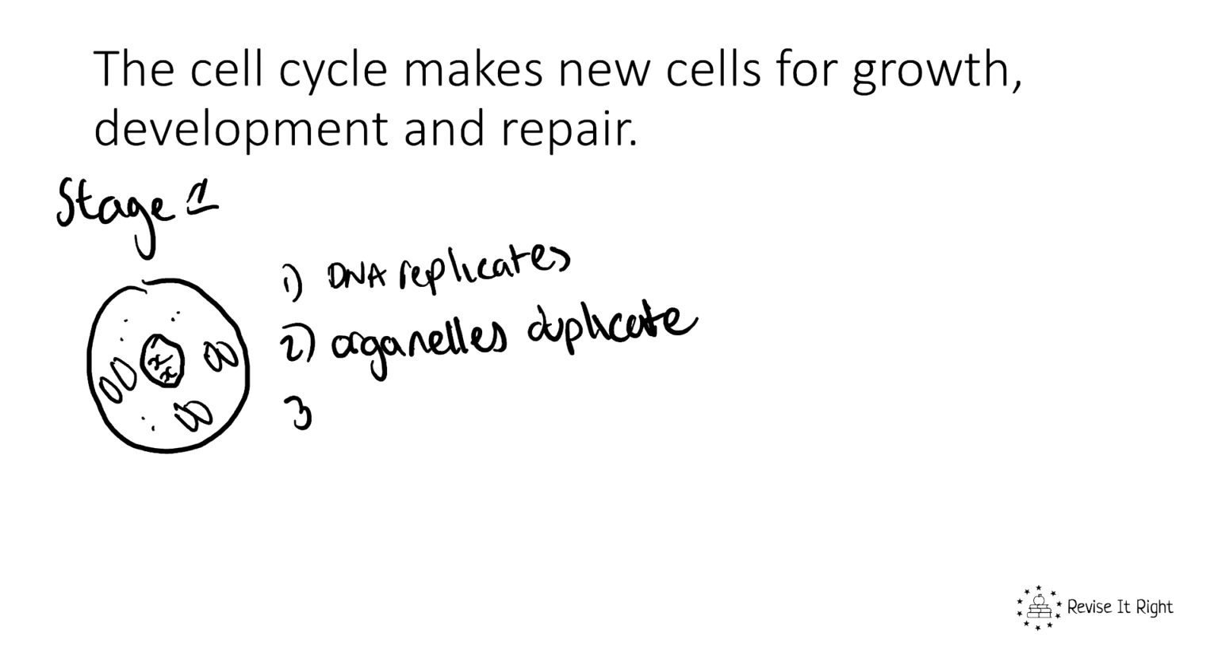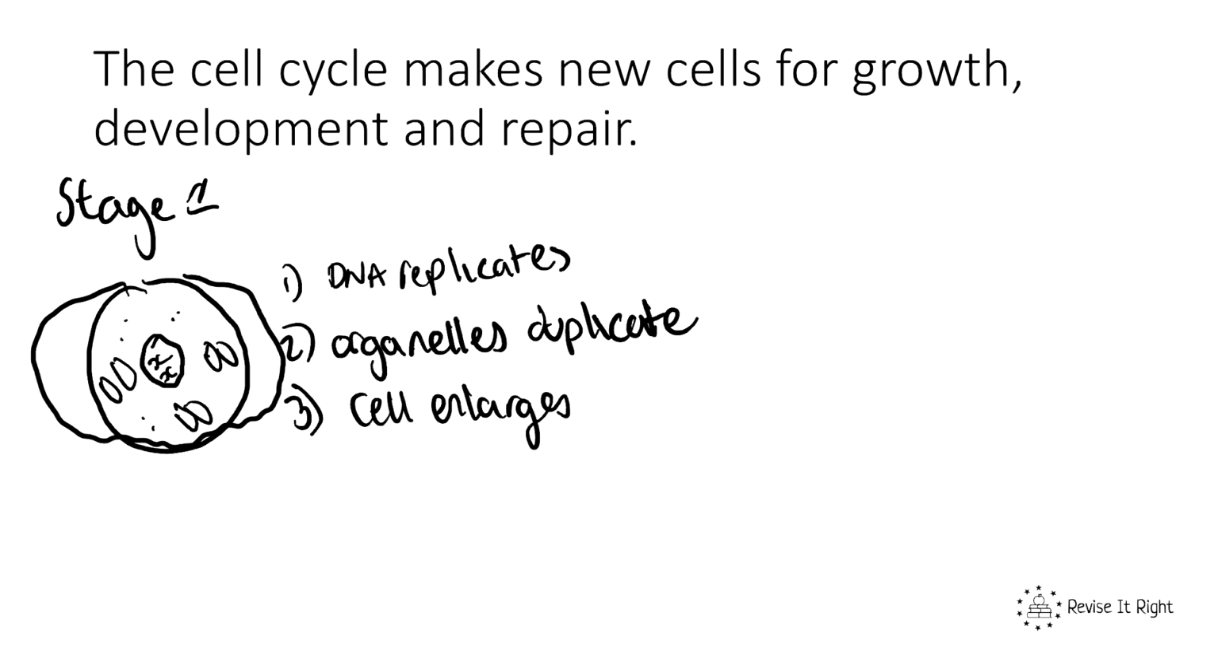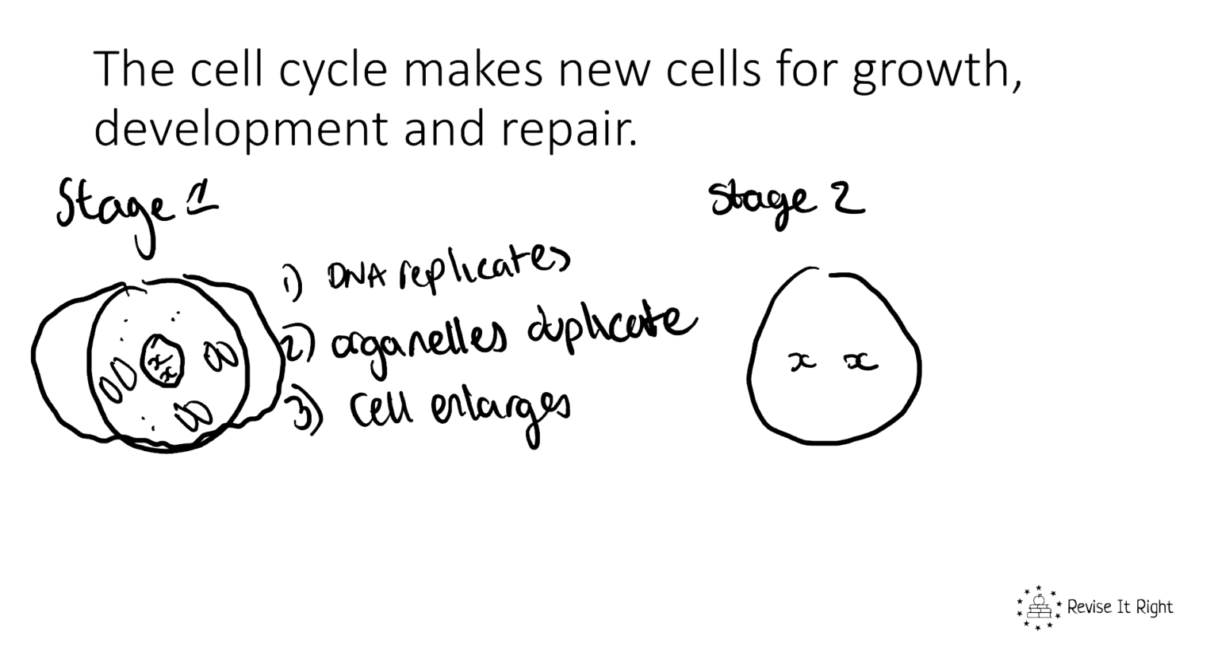And another thing that happens is a cell actually enlarges. So the cell actually gets bigger. And that is what happens in stage 1. The DNA replicates, the organelles duplicate, and the cell enlarges. Now in stage 2, what happens is the nucleus breaks down and the chromosomes line up in the centre of the cell.